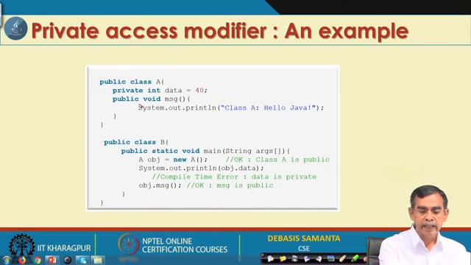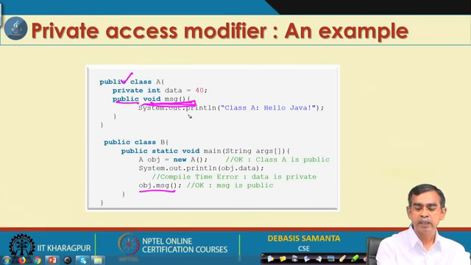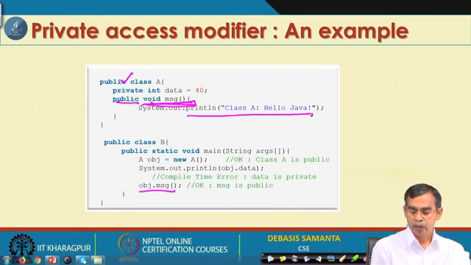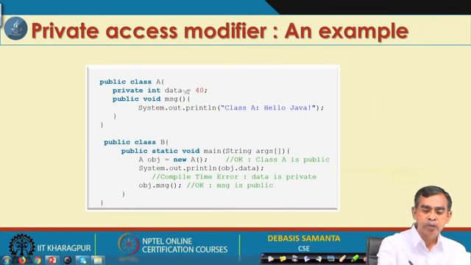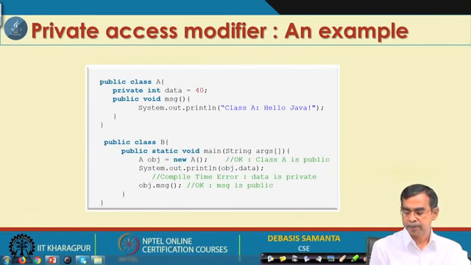On the other hand, as this message method is declared as public, and the class is also public, it is accessible, that means it will give this print message. So, you can understand that private means it belongs only to that class. Outside it, there is no access. That is the concept. So, this is a simple example.